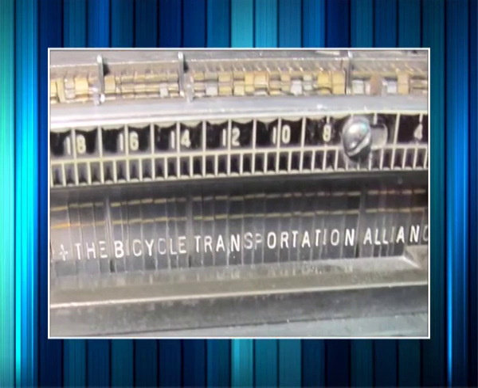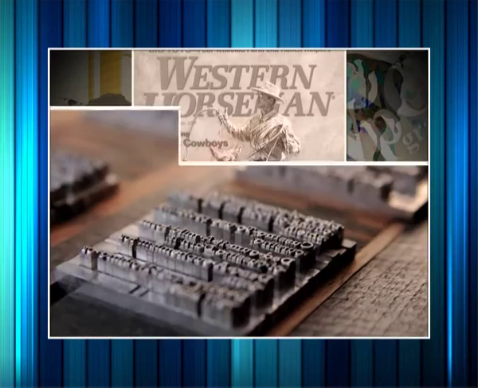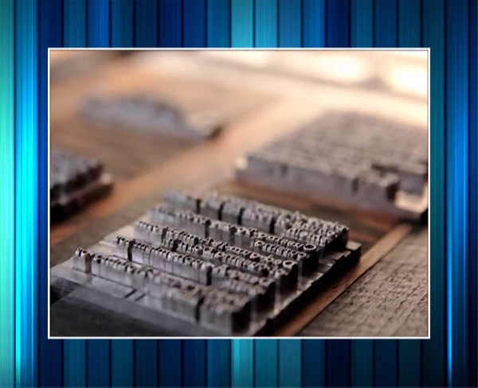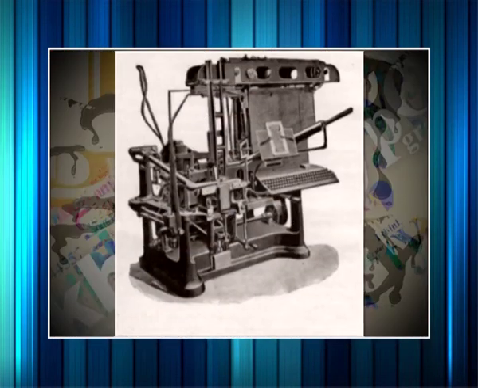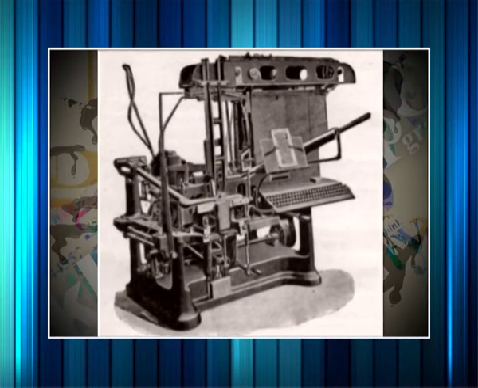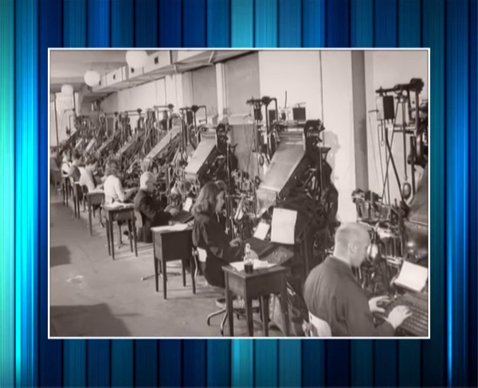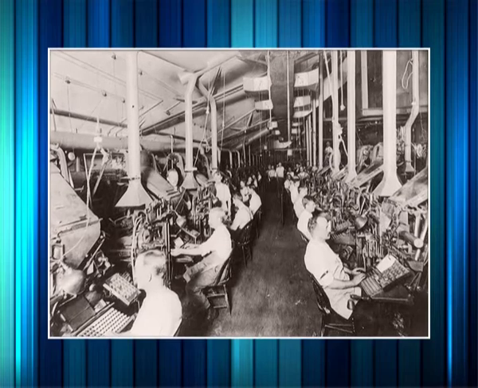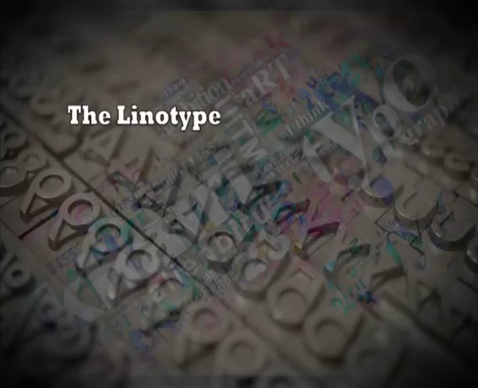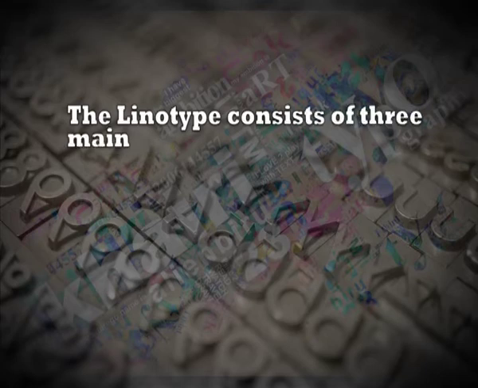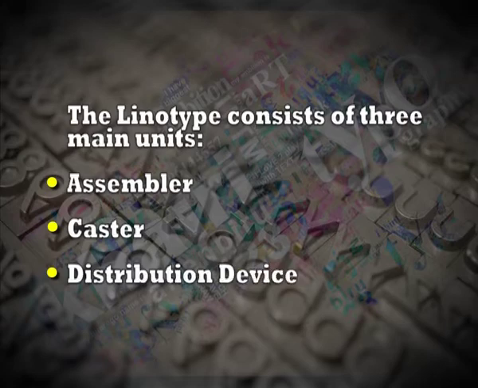A composing machine for setting type for newspapers, books and magazines and casting it in solid metal lines, that is slugs, with a raised printing surface. The first Linotypes in the USSR were built in 1932 at the Leningrad printing machine plant. Soviet Linotypes have been operating in 60 countries since 1972. The Linotype consists of 3 main units: the assembler, the caster, and the distribution device.